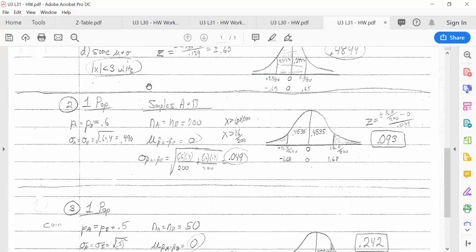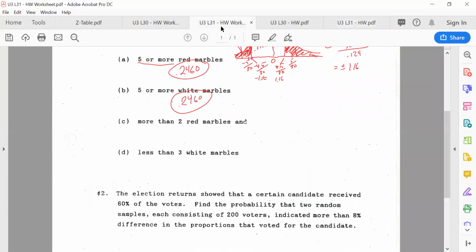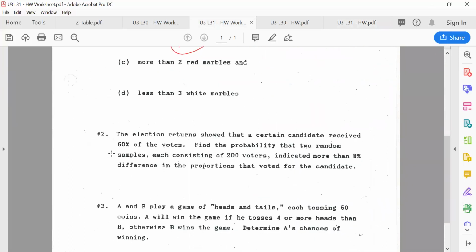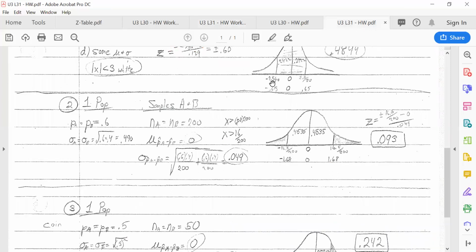Number 2, let's read it and let's do it. An election. The election returns showed that a certain candidate received 60% of the votes. Find the probability that 2 random samples, each consisting of 200 voters, indicated more than an 8% difference in the proportions that voted for the candidate. More than an 8% difference. It doesn't say that 8% more or more voted for the candidate. It just says an 8% difference. This is going to be a two-tailed answer. More than an 8% difference.